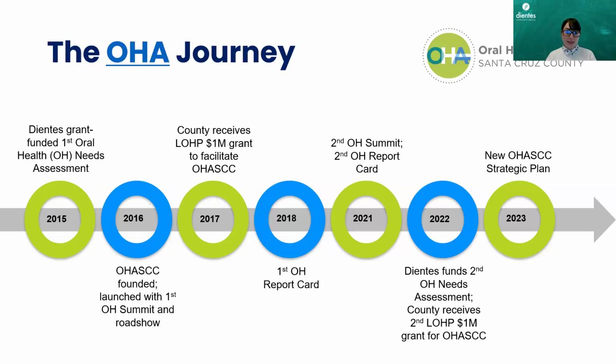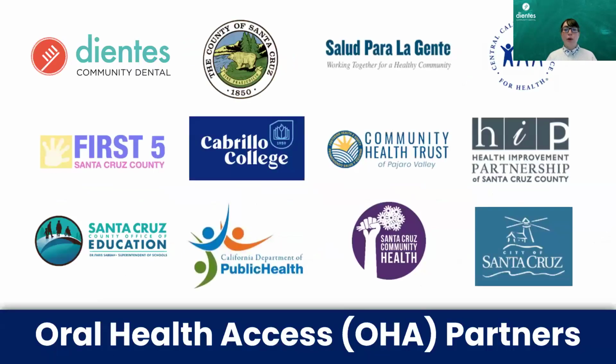The good news is that in 2017, the state funded the local oral health programs, and all of a sudden we had funding and we had extra support from the LOHP. Since 2015, we've made a lot of progress, as I'm going to tell you in just a moment. And in 2022, we updated our needs assessment, we did a new one, and we formed another plan. So the OHA that Dientes put together is a coalition of health clinics, social service providers, government agencies, education partners, all focused on improving the oral health of our community members.